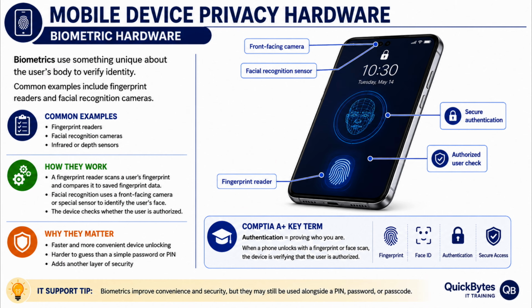For CompTIA A+, remember this: biometrics are used for authentication. Authentication means proving who you are. So when a phone unlocks with a fingerprint or face scan, the device is checking whether the user is authorized.